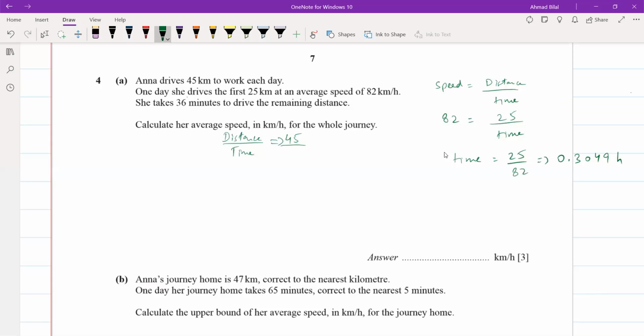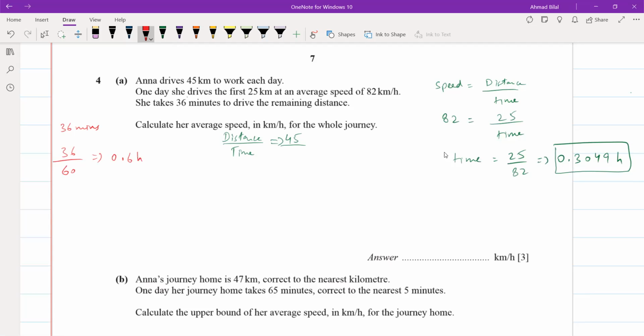the time taken for this first part of the journey. पहले part में इतना time लगा 0.3049 hours. अब दूसरे part में कितना लगा 36 minutes. अब ये minutes को भी आपको hours में convert करना पड़ेगा, ठीक है? 36 minutes उनको hours में convert करने के लिए क्या करेंगे? Which is divided by 60. 36 over 60 ये हमें क्या मिलेगा? 36 divided by 60, that's going to be 0.6 hours.